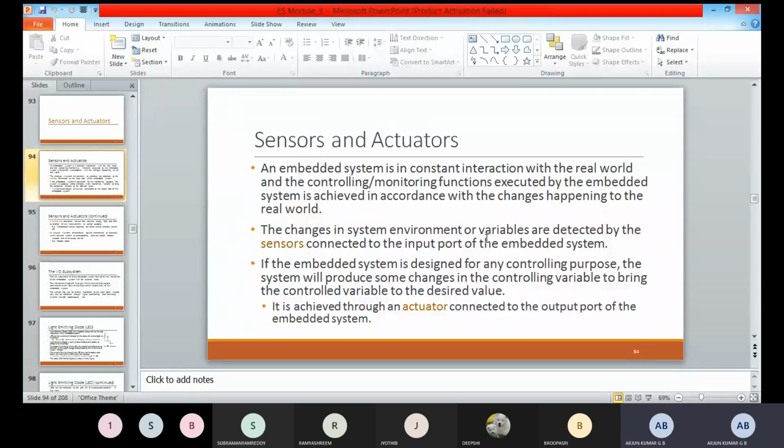How this variable is controlled is through the actuator. These actuators are connected to the output port of the embedded system. An actuator is nothing but something that does physical work. It may be either mechanical or electrical, and converts signals to the corresponding physical action. They will do some physical action.